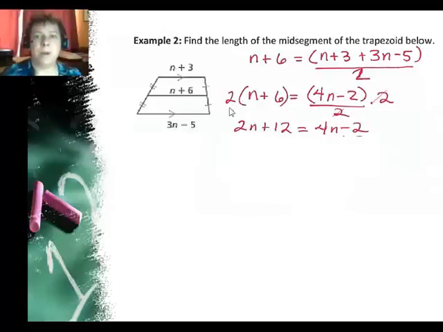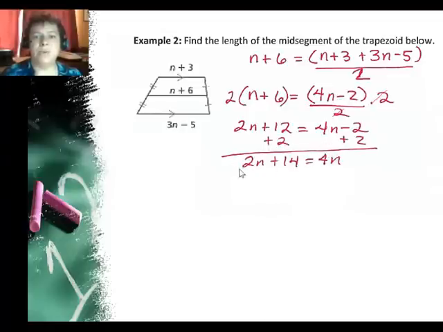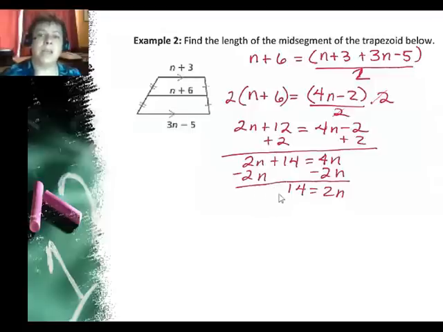Applying the distributive property, I have 2 n's, there's 2n, and I have 2 6's, which is 12. So 2n plus 12 equals 4n minus 2, and then I go ahead and add 2 to both sides to get that 4n by itself, and this 2n is still on the other side, so I subtract 2n from both sides to get 14 equals 2n. I'm looking for n for now, divide by 2, and I get n is 7.